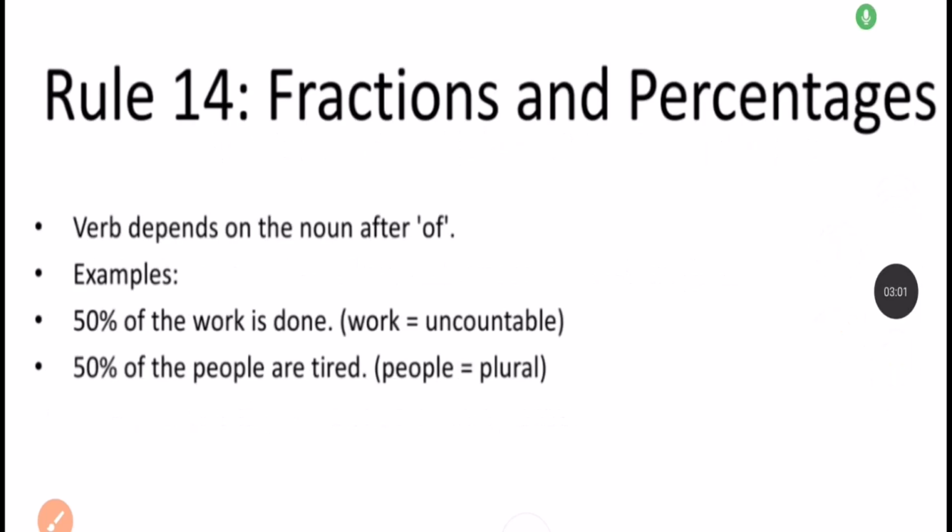Now let's see with the fractions and percentages what rules have to follow. Verb depends on the noun after of. Examples, 50% of the work is done. Next one, 50% of the people are tired. So here work is uncountable noun and people is plural.